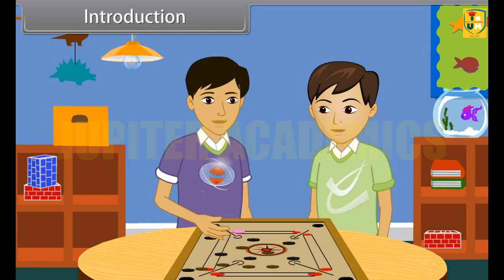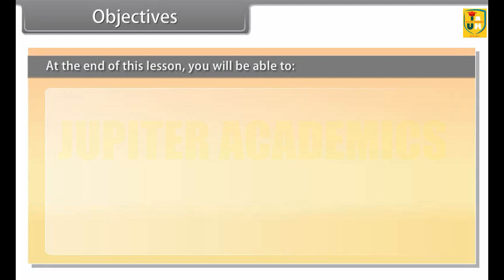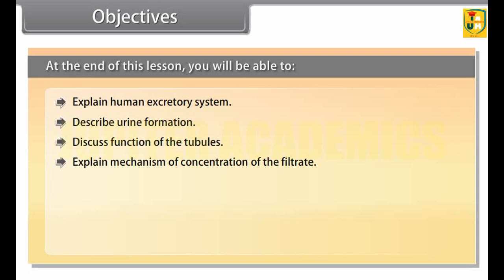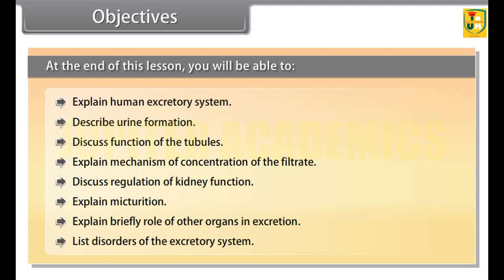Sure. In this lesson, you will learn excretory products and their elimination in the human body. Objectives. At the end of this lesson, you will be able to explain the human excretory system, describe urine formation, discuss functions of the tubules, explain the mechanism of concentration of the filtrate, discuss regulation of kidney function, explain micturition, explain briefly the role of other organs in excretion, and list disorders of the excretory system.